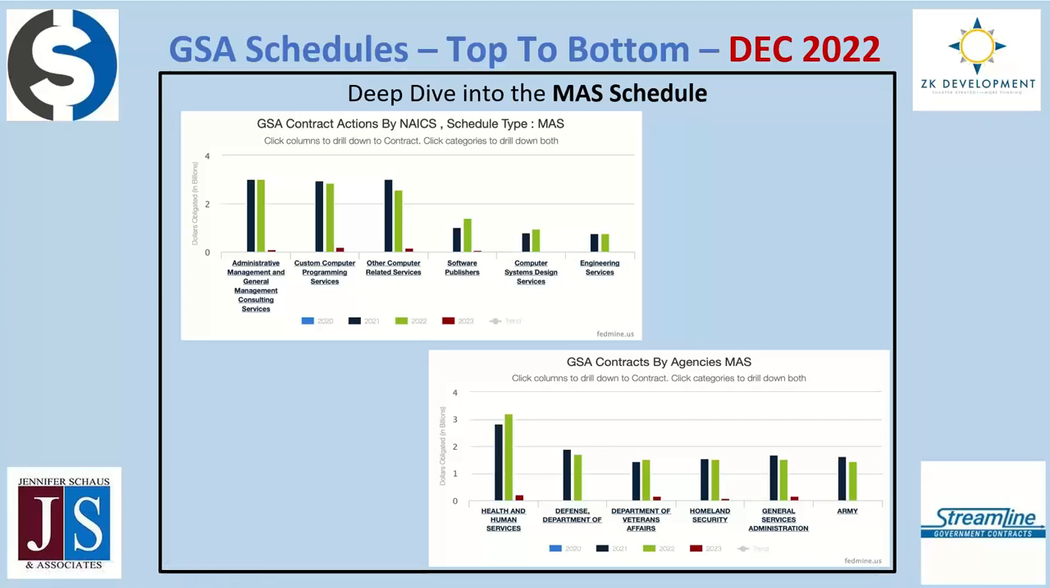So I wanted to deep dive into the MAS schedule just a little bit. As you can see, in terms of agencies that are using the MAS schedule, Health and Human Services, DoD, Homeland Security, GSA of course, and the Department of Veterans Affairs are the top five agencies. And in terms of the NAICS codes being used, a lot of administrative management consulting services and a lot of computer programming and computer related services. So this is just one quick view. Of course, we can get into more details, but this gives you a quick overview of which agencies are using the MAS schedule. Next slide.